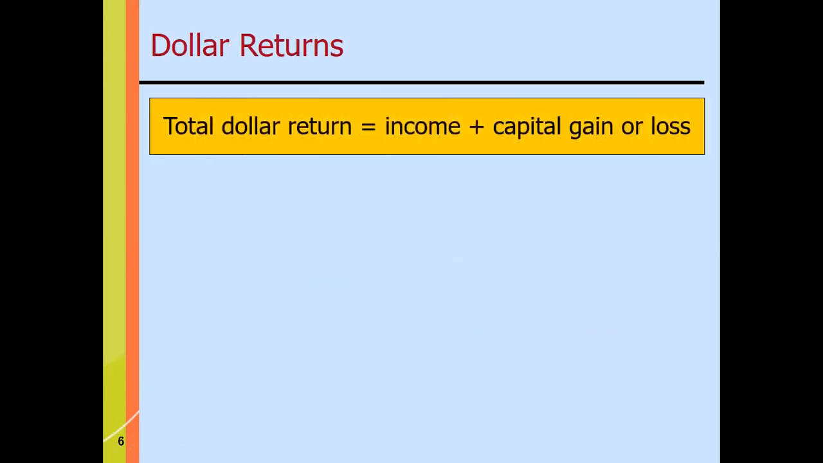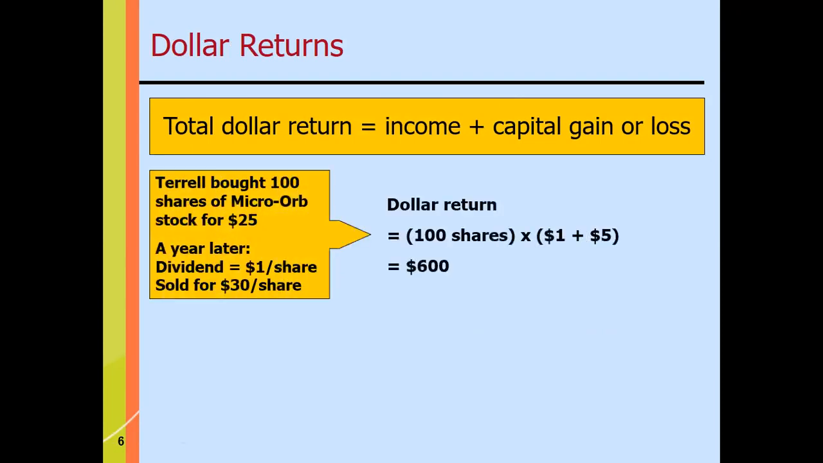And then if we now look at the dollar returns, the total dollar return is actually the sum of income plus capital gain or loss. So here is our example wherein Terrell bought 100 shares of Microorb stock for $25. And this is the cost for the acquisition of the shares. A year later, you have the dividend of $1 per share, and it is now sold, or it can be sold, for $30 per share.